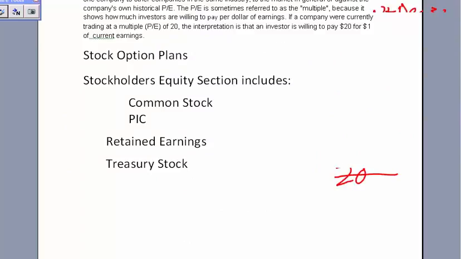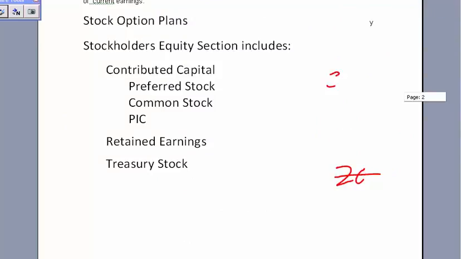Stock option plans, I'll give you a quick rundown of what happens. Let's say that the current stock price is 20 and the board of directors wants to get management to get that stock price up to 30. What they'll do is offer a stock option price here at 25.